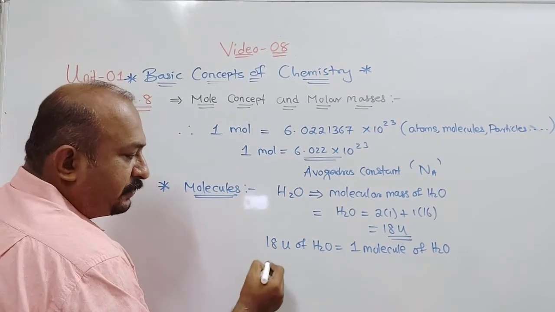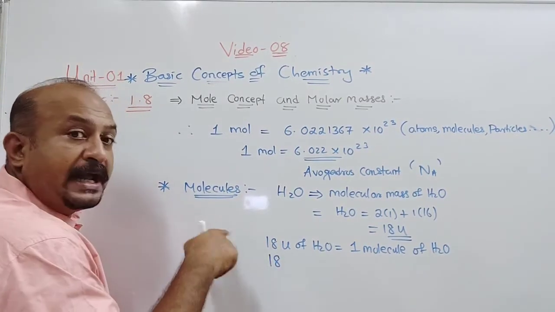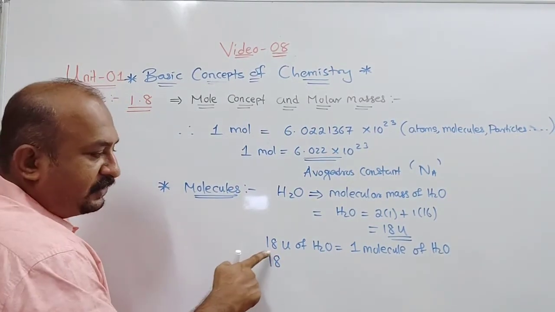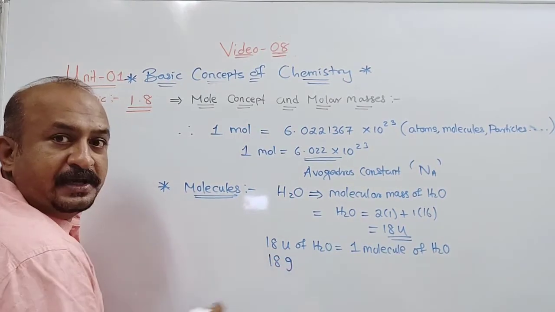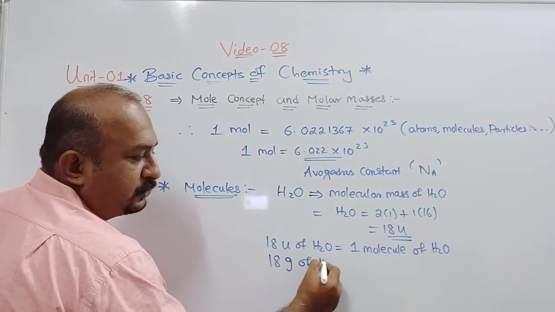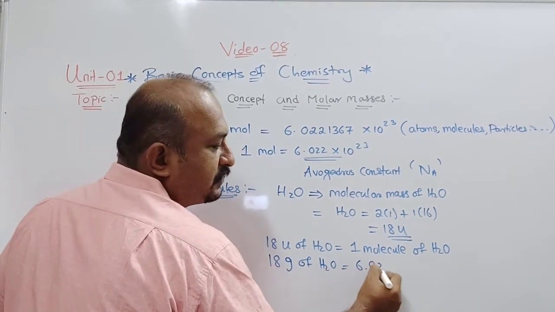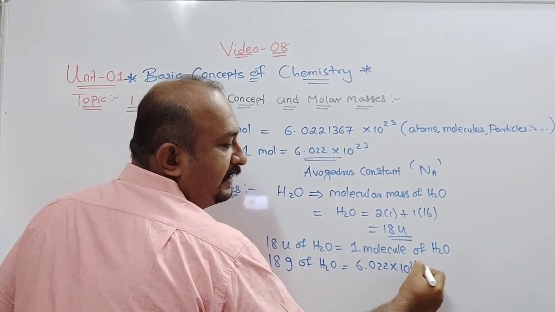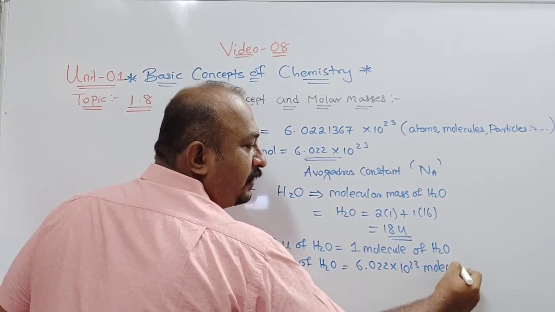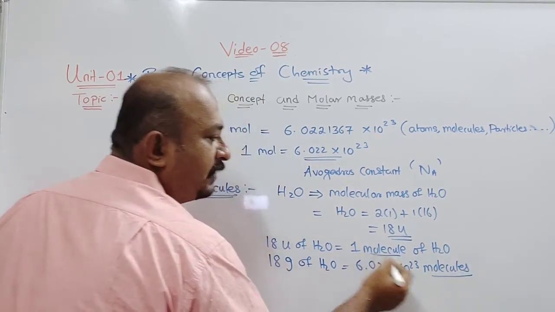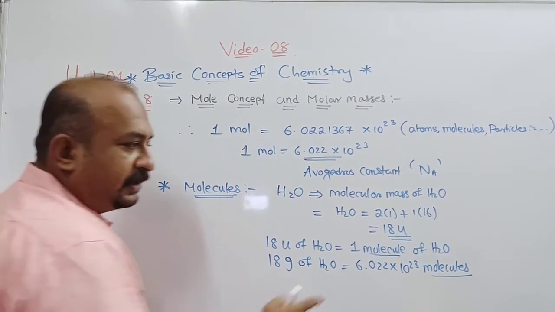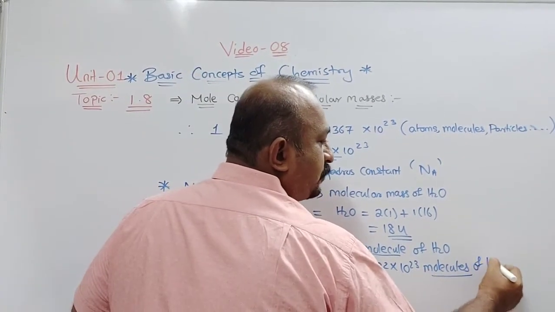Understood? So now suppose I convert this into gram molecular mass. 18 U converted into grams, 18 grams of H2O, will be equal to how many molecules of water? So 6.022 into 10 raised to 23. Here what will come now? Molecules will come. Understood? 6.022 into 10 raised to 23 molecules of H2O will be there.